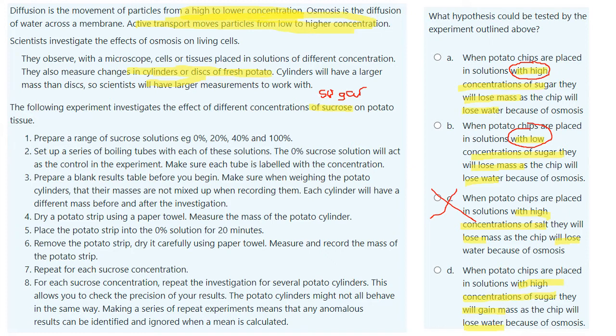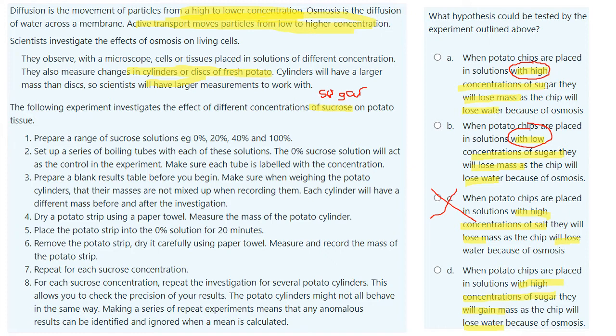Prepare the blank results table. Make sure that when you weigh the potato cylinders, their masses are not mixed up when you record them. Each cylinder will have a different mass before and after the investigation. Dry the potato using a paper towel. Measure the mass of the potato cylinder. Place the potato strip into the solution for 20 minutes. Remove the potato strip and dry it carefully using the towel. Measure and record the mass, and then repeat for each of those sucrose concentrations.